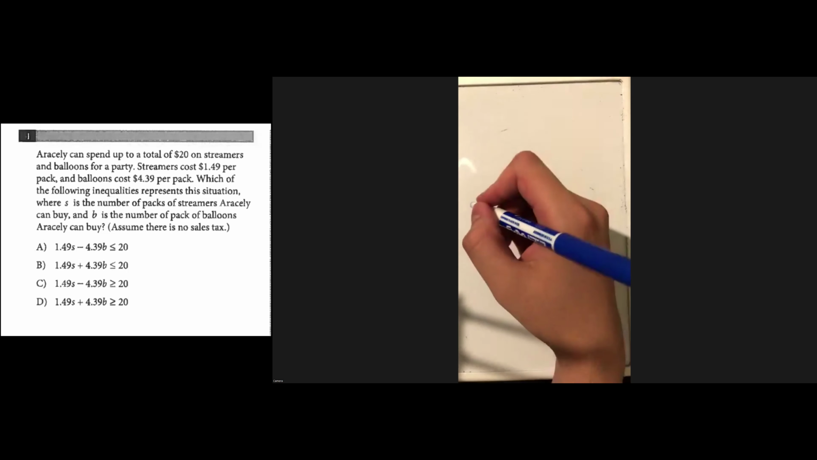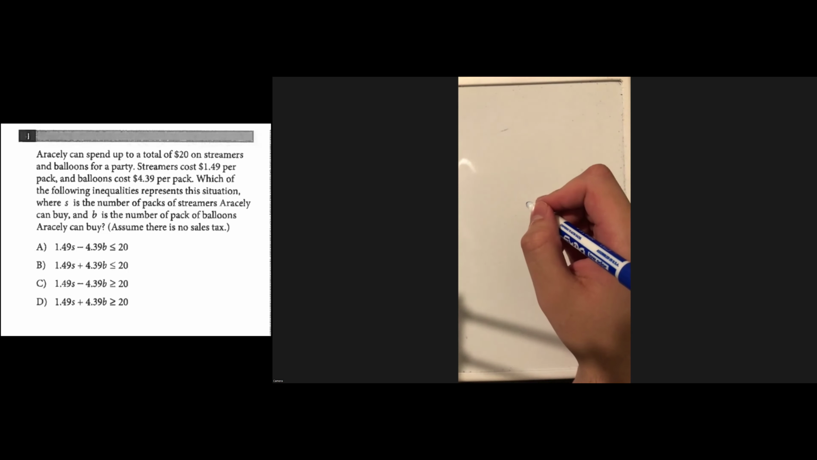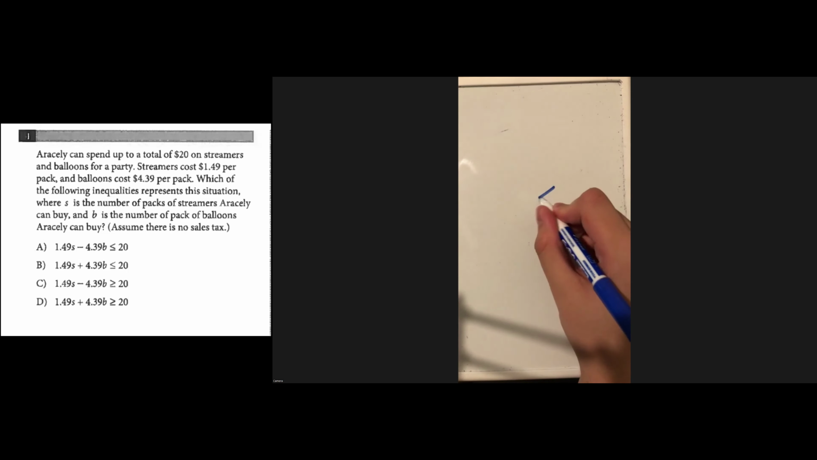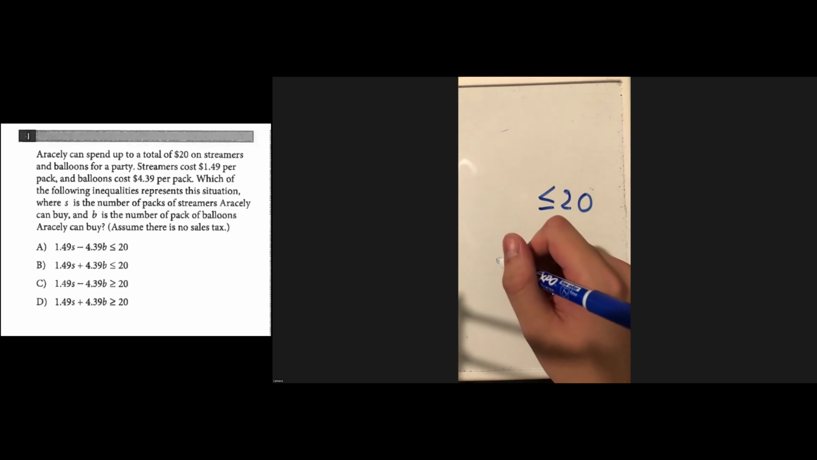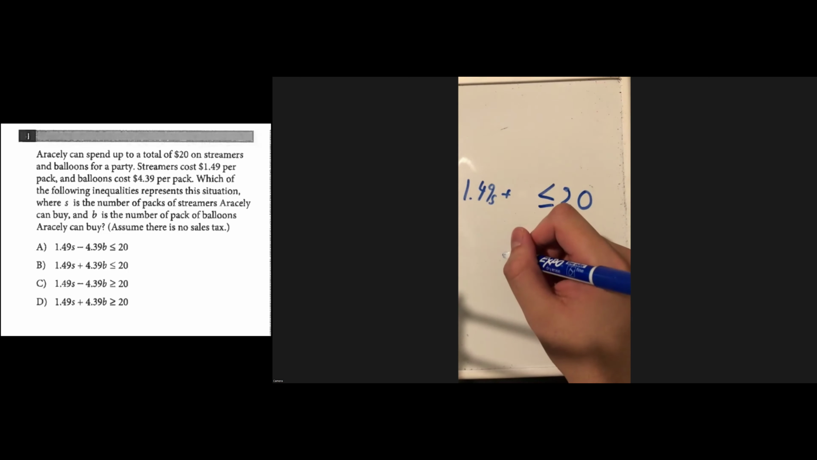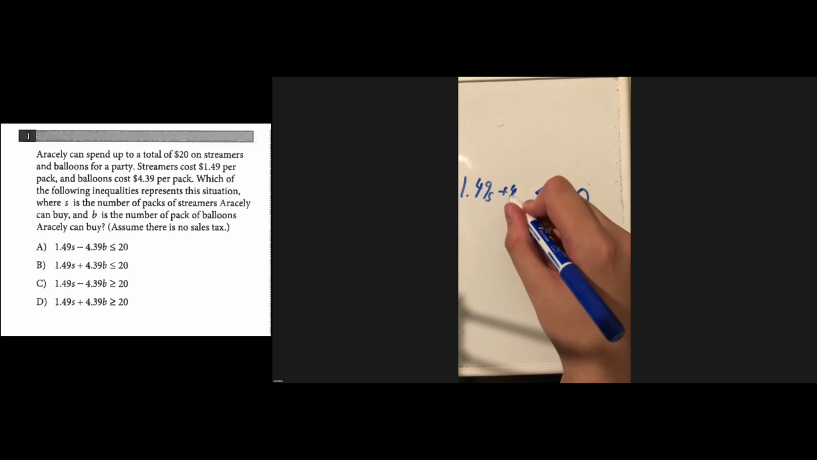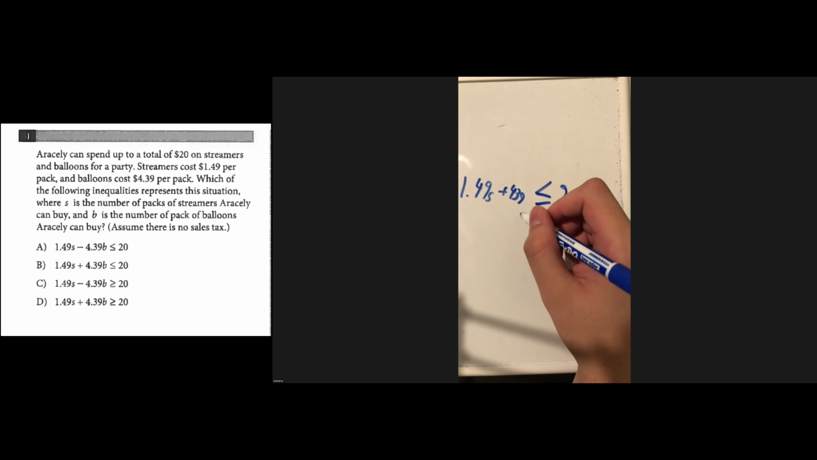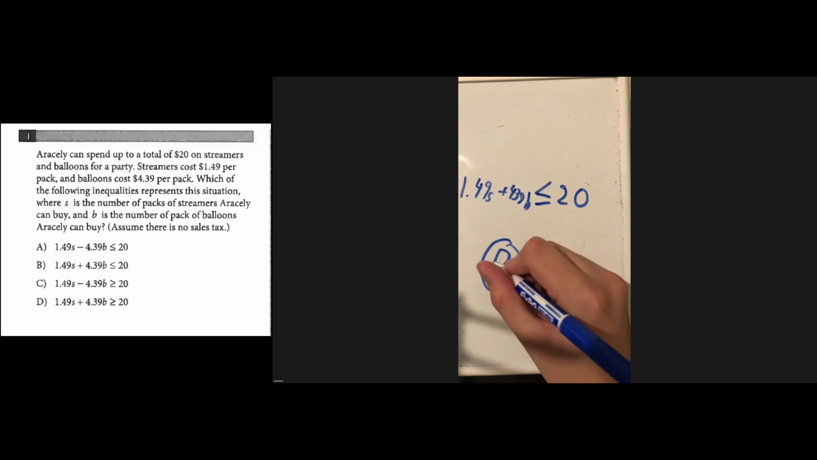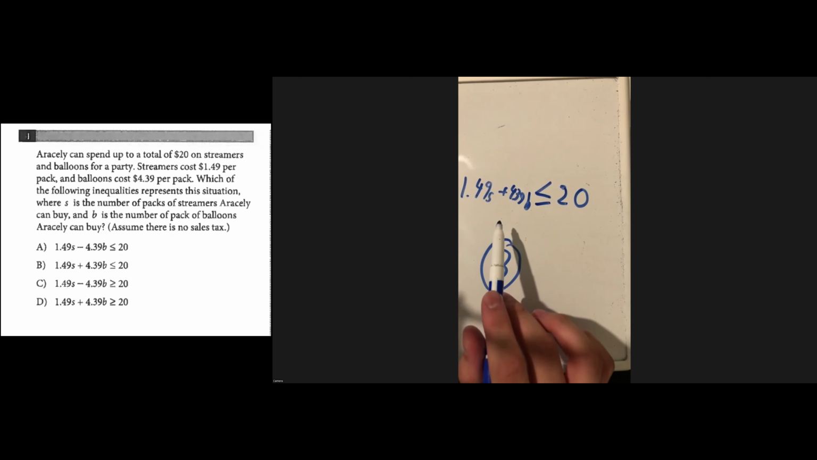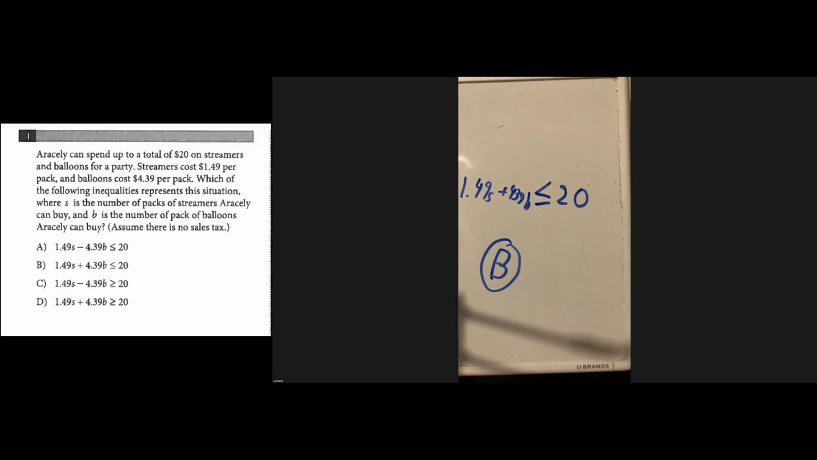Okay, so for question 4, we know that she can spend up to a total of 20, which means that whatever we have has to be less than or equal to 20, because she can't spend more than that. And we're told that streamers cost 1.49 per pack, so 1.49 times S plus, what is it, 4.39 per balloon. And so that would be answer choice B, where 1.49S plus 4.39B is less than or equal to 20.